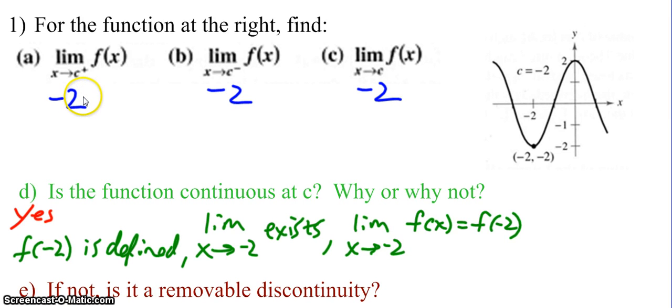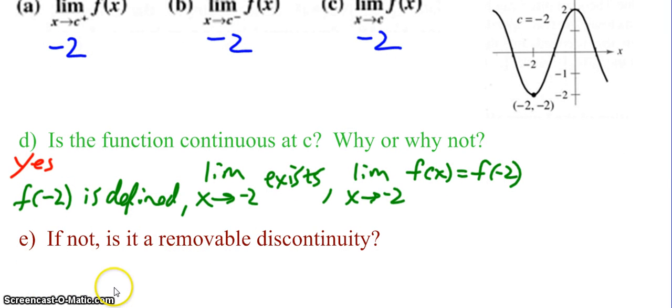Alright, so hopefully you figured out that the limit as x goes to c from the right is -2. The limit as x goes to c from the left is also -2. Therefore, the limit as x goes to c from the left and the right is -2. So the function is continuous at x equals c. And our reason is because it meets our three qualifications. f of -2 is defined, the limit as x goes to -2 exists, and the limit as x goes to -2 of f of x equals f of -2. So we don't have to worry about e because it's not applicable here.